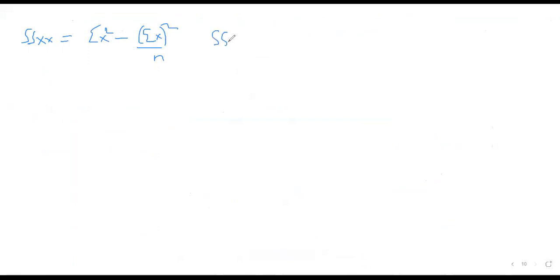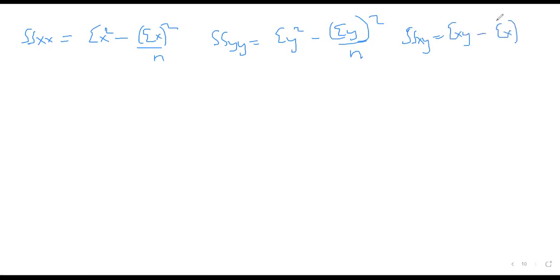Then YY will be what? Summation of y squared minus summation of y, all to the power 2 over n. Excellent. And XY? XY is the summation of xy minus summation of x multiplied by summation of y over n. I'm so proud of you. You're really putting extra effort. Then B is what?